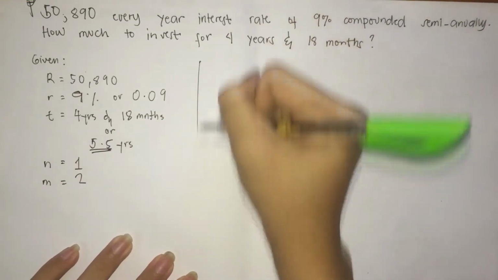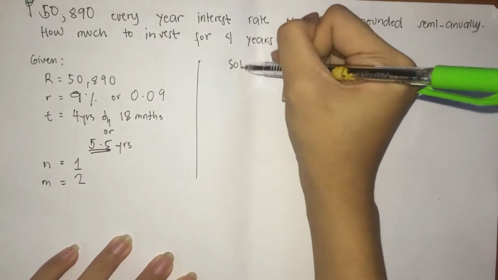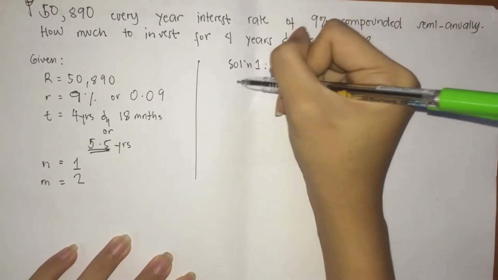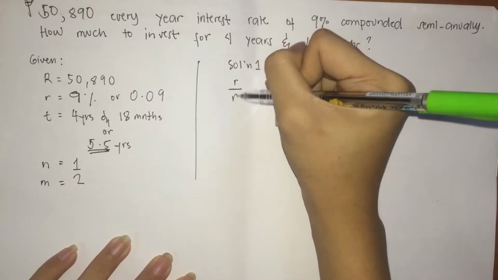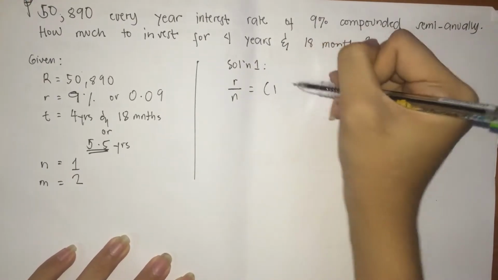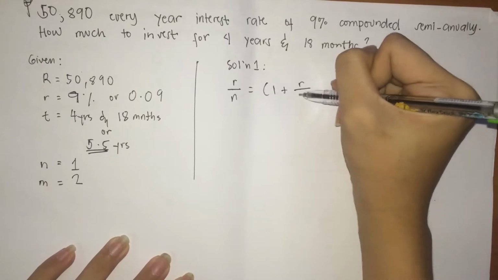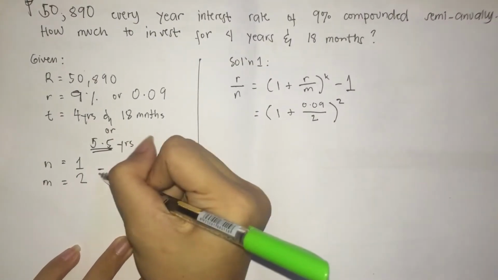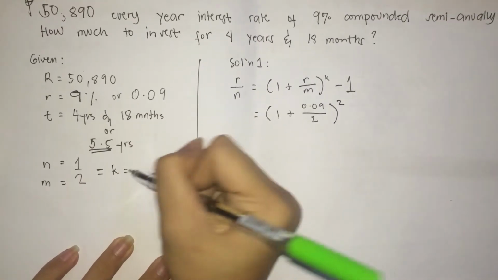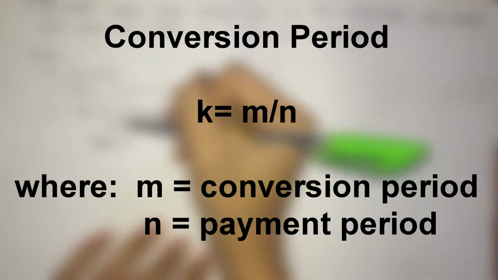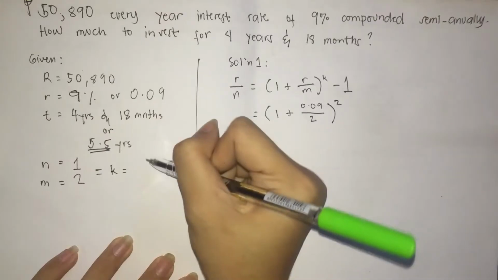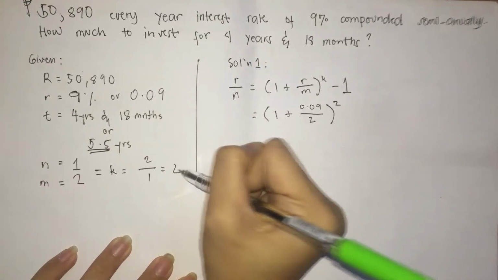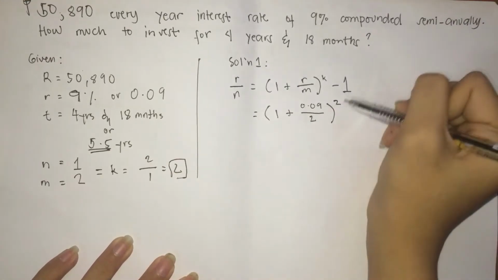Since it's looking for present value, we need to convert r over n from our simple annuity present value. So the conversion formula is r over n is equal to 1 plus r over m raised to the power of k minus 1. To get k, we must divide the conversion period, which is m, and the payment period, which is n, where m is equal to 2 and our n is equal to 1. So our k is 2.